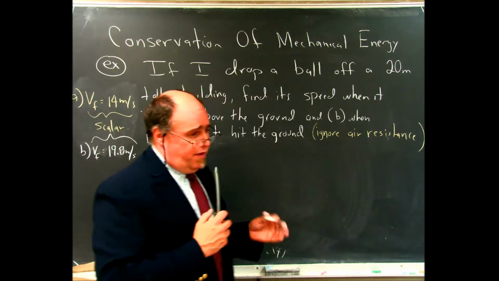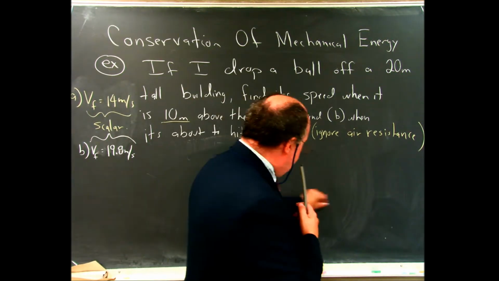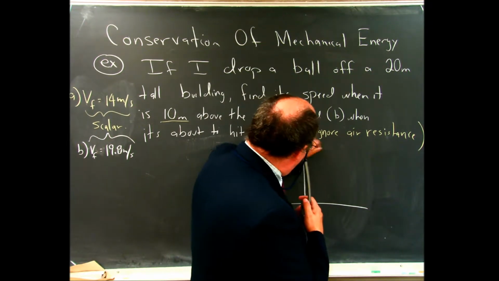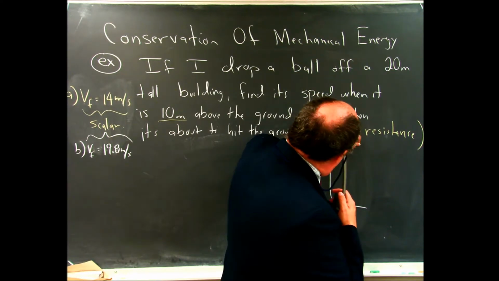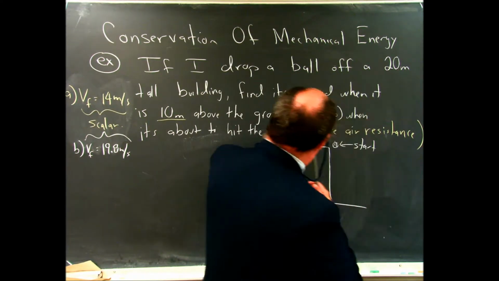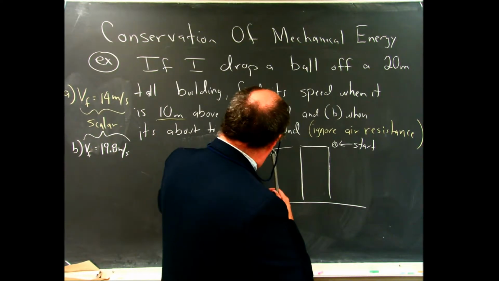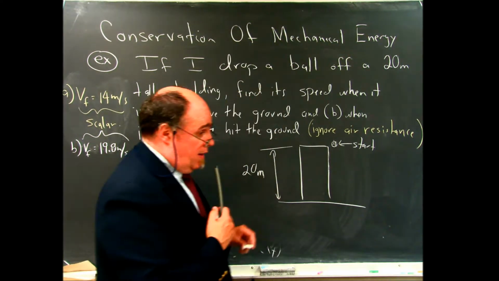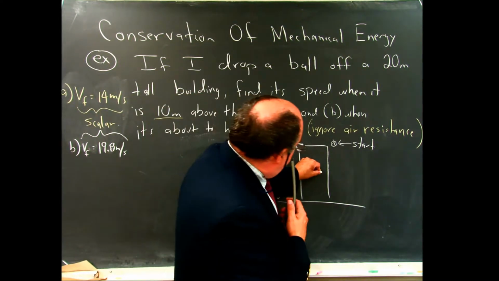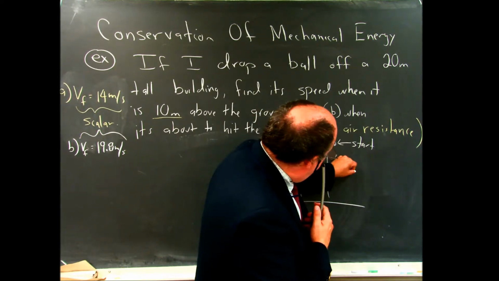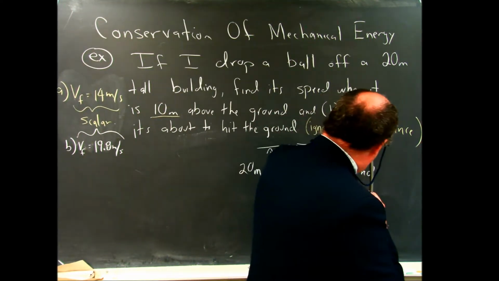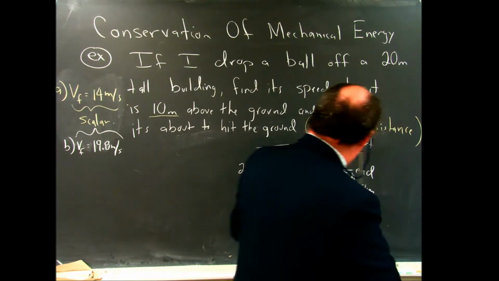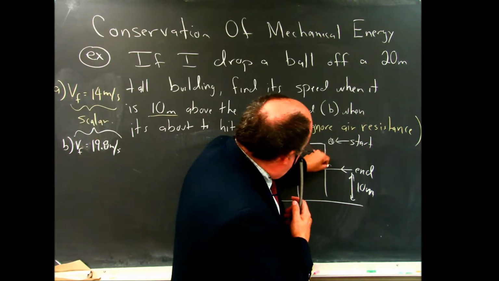So what I failed to do, what I should have done right away, is draw these pictures, as I usually do. You see there's a ball up here, and that's where we're starting. This building is 20 meters tall. But for part A, we're going to end right here, 10 meters above the ground. So this is where the ball is ending.